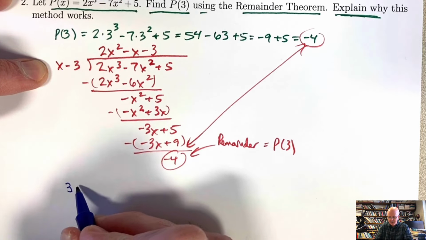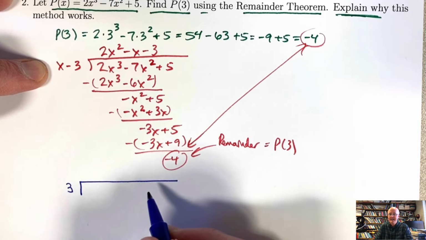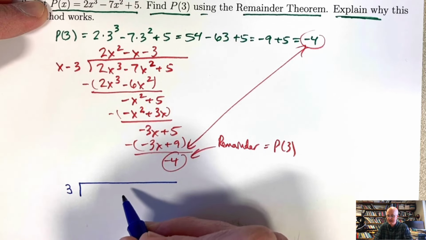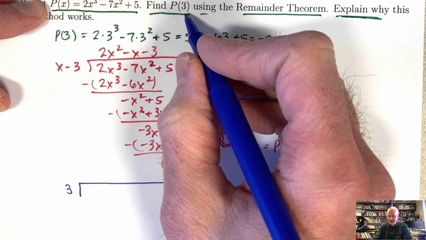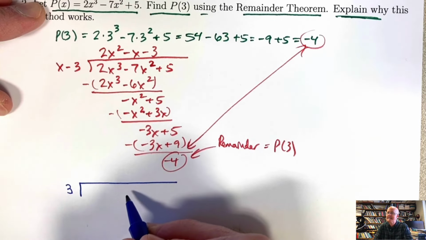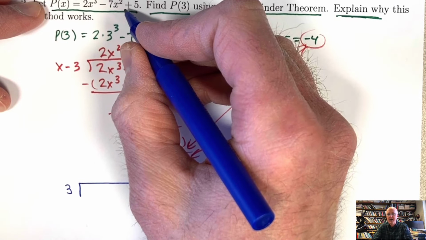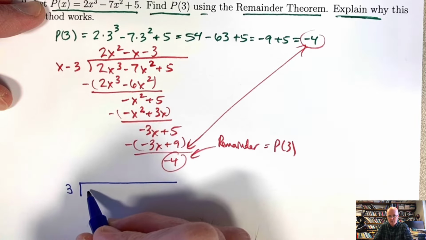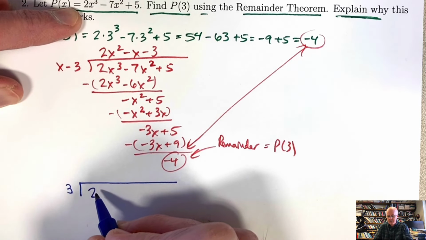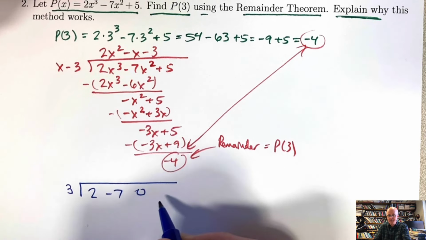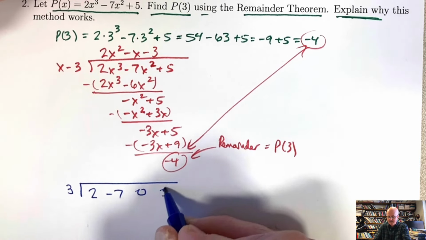Put a positive 3 here. Next, put the coefficients of the polynomial that you're trying to evaluate the function value at under here, including zeros for any missing terms. There's no linear term here. We're going to have a 0 for the coefficient of the x term. So I will write 2, first coefficient of the highest power, negative 7, then 0, then 5.